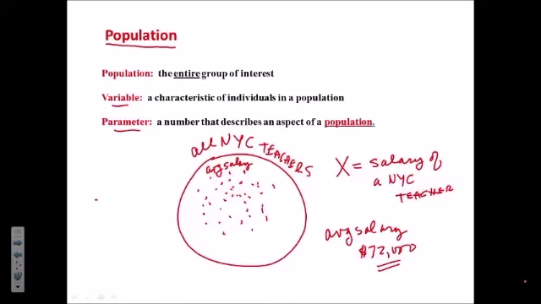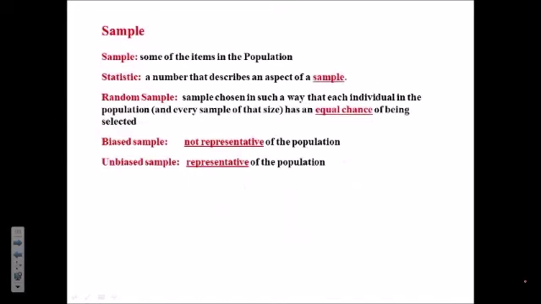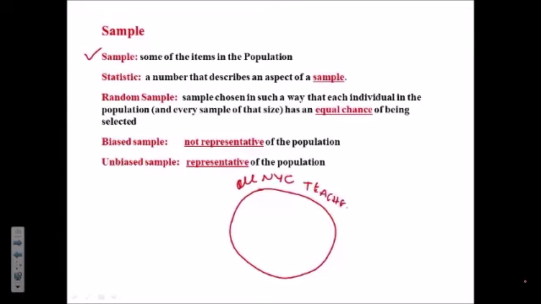This is a parameter. Now, it's easy to remember this. Parameters are numbers that go with populations. P, population, P, parameter. A sample is part of a population. So if we're talking again about a population of all New York City teachers, there they are.